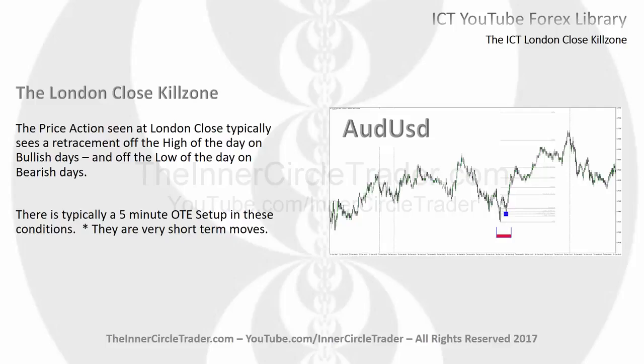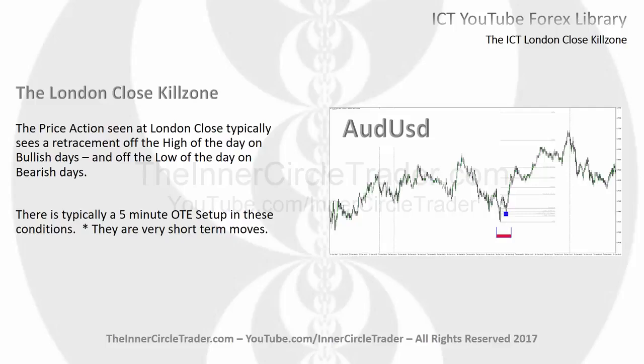The London close Killzone, if we study this portion of the day, the price action seen at London close typically sees a retracement off the high of the day on bullish days and off the low on the day that is seen bearish. There's typically a 5-minute optimal trade entry set up in these conditions, but it's very important to remember this. They're very, very short-term in nature. So the moves aren't a lot. They're not like the equivalent of a London Open or a New York Open. It's typically going to be very small, short-term, 10, 15, maybe even 20 pips. If you get anything more than 20 pips, it's going to be a rarity for that to occur.